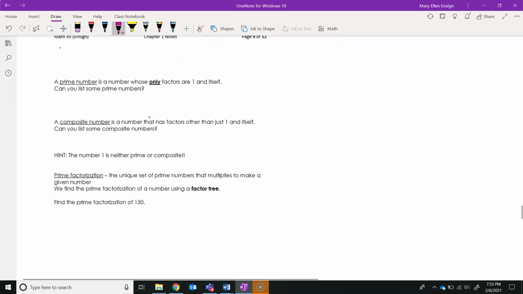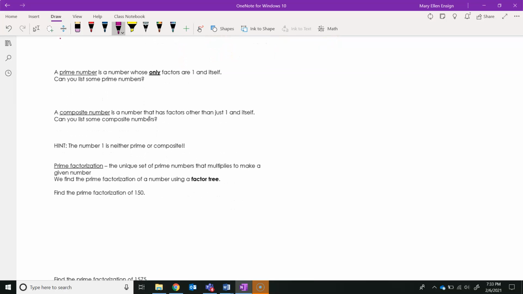So let's kind of look down here. We have a prime number is a number whose only factors are 1 and itself. Can we list some prime numbers? Well, let's list some. I'm going to give you a list here. 2, 3, 5, 7. Okay, now it's tempting to say 9, but it's not 9 because 3 times 3 is 9. That's a factor of 9 that's not 1 or itself. Let's see, so the next one is going to be 11, 13, not 15, because 5 times 3 is 15. So here's a small little sampling of prime numbers.